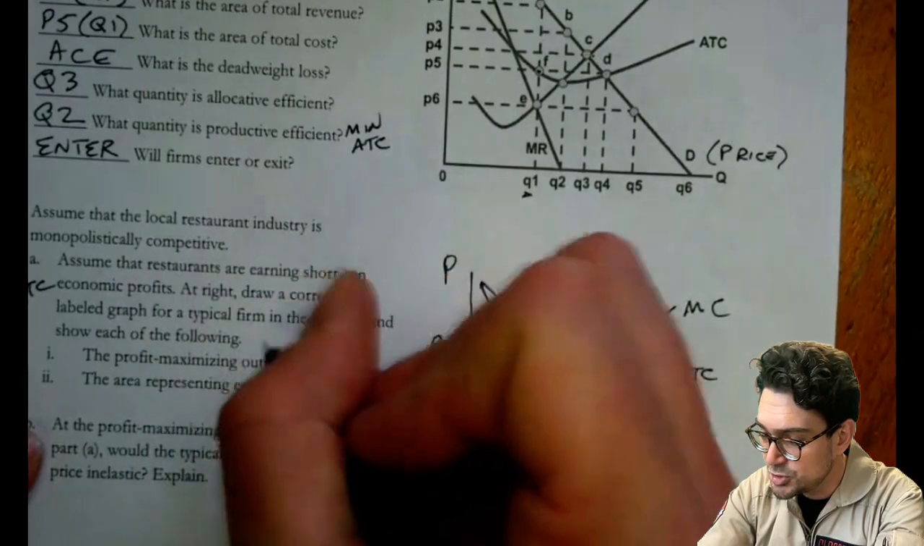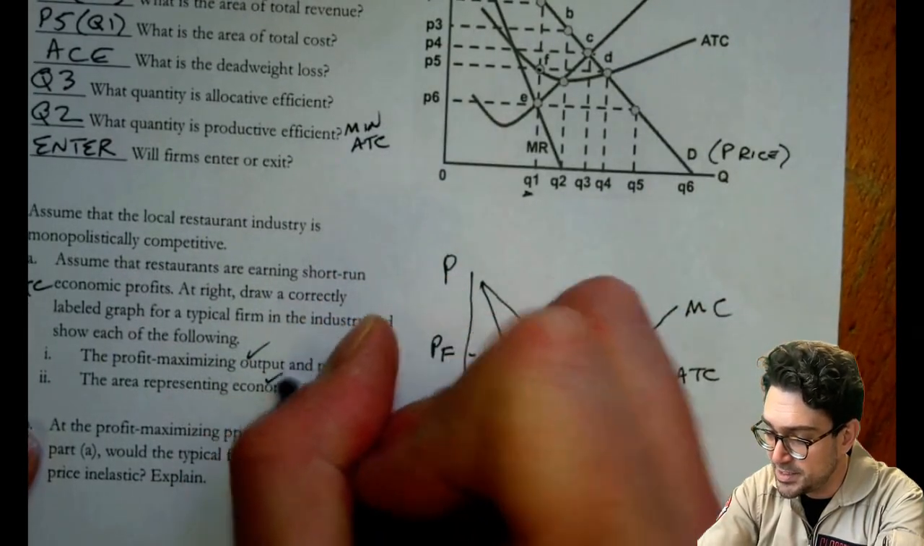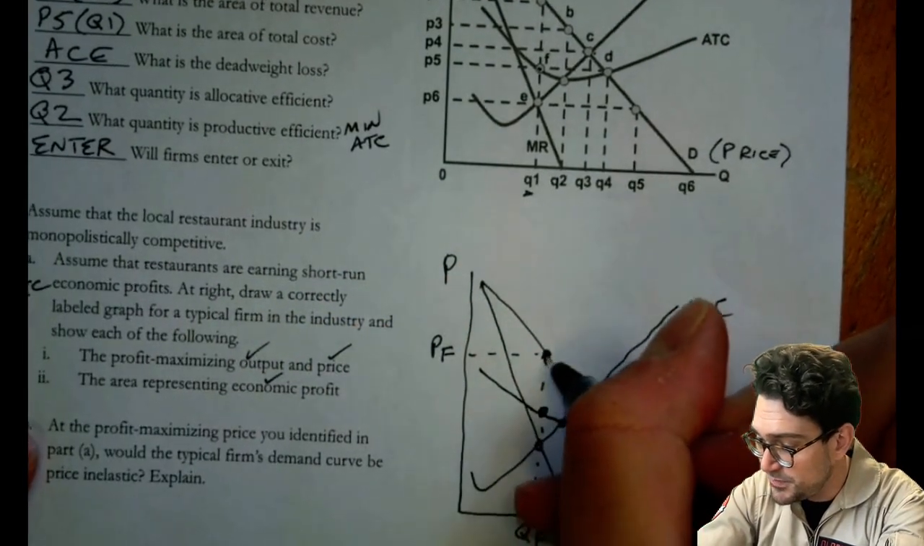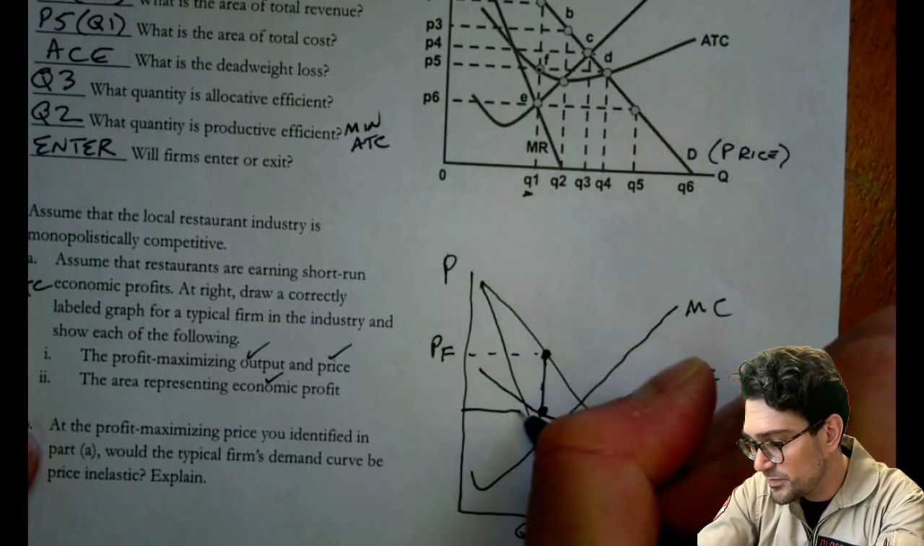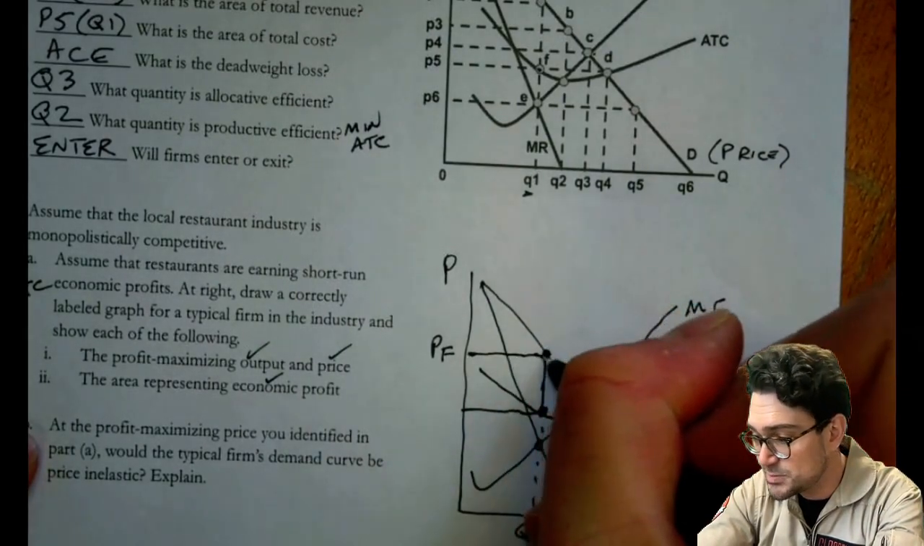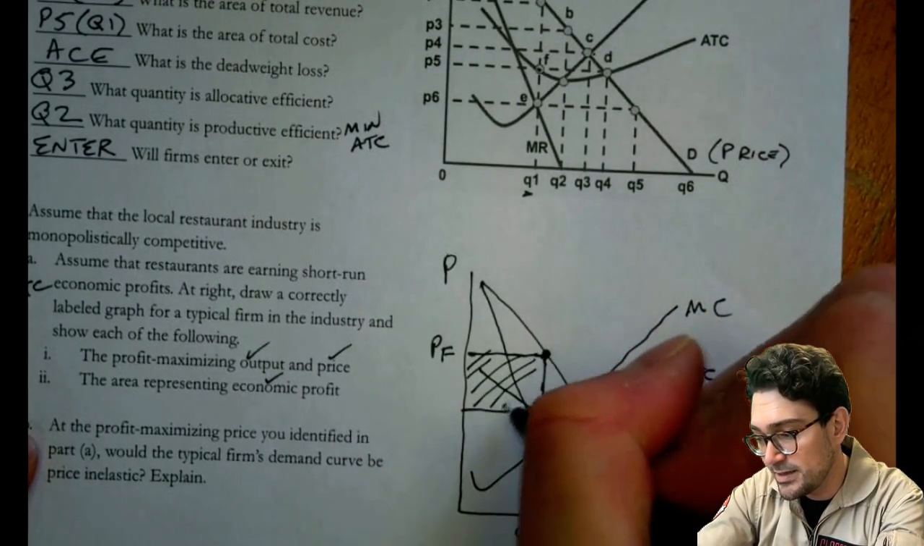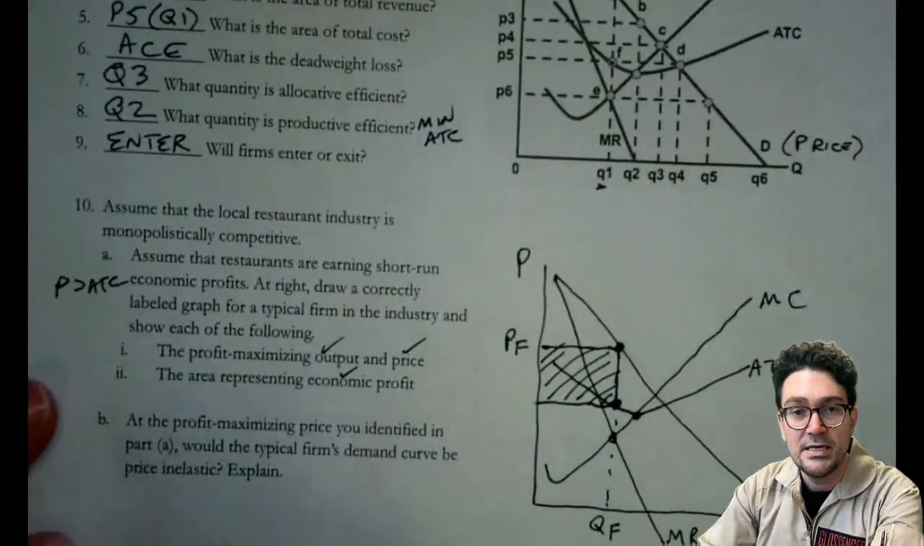I did that. Show the profit, which is output times price minus ATC, the economic profit. So economic profit is going to come down from the price we're charging to that ATC, and then I'm going to shade that area in. Okay, now that part's done.